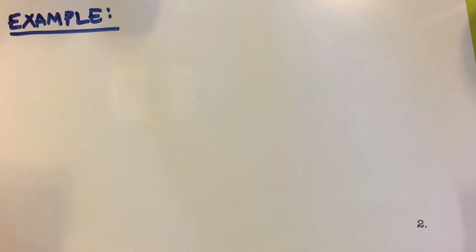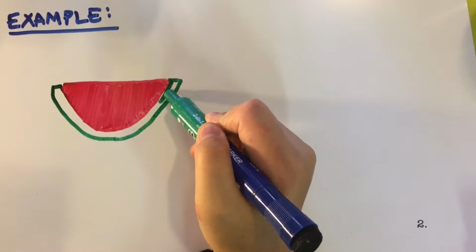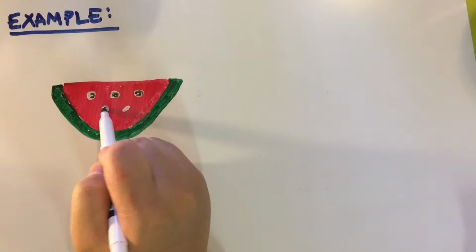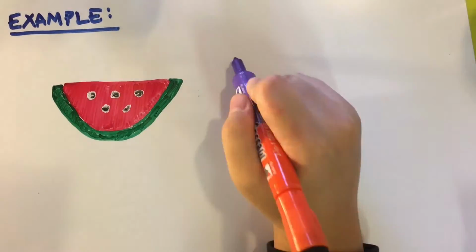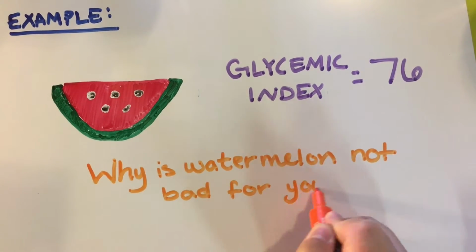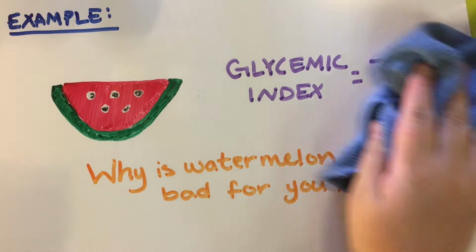Now let's look at an example here. Watermelon, as you all may know, is very sweet and watery. So if we look at the glycemic index of watermelon, it's 76, which is relatively high. But why does no one ever say that watermelon is bad for you when it has such a high glycemic index?